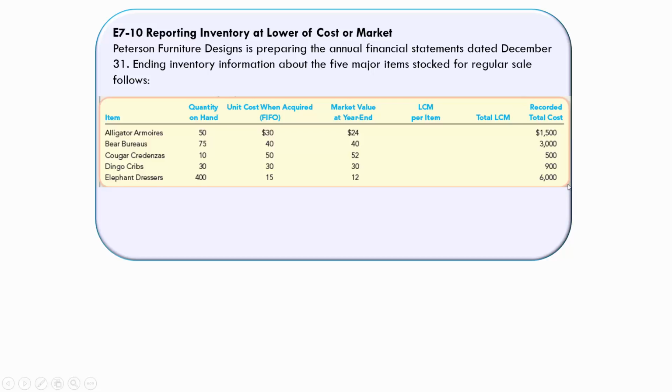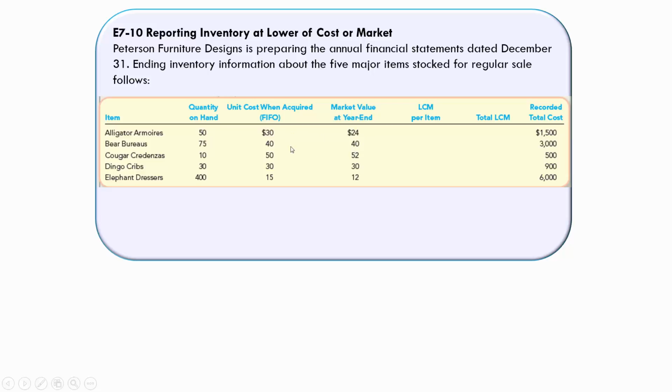When they go up and do lower of cost or market, they need to say, how much would this cost us today if we were to buy it today? And it only becomes an issue if the current market value is less than what they paid for it, or their unit cost when acquired. The first one, you can see there is an issue, right? Because the current price is 24, they paid 30.